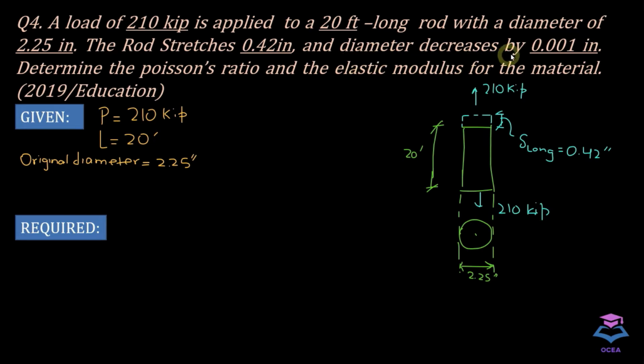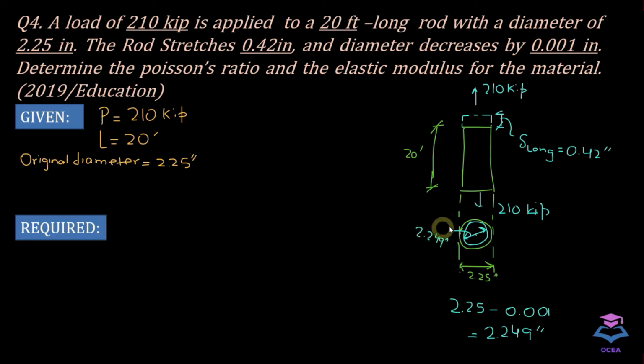And it says that the diameter decreases by 0.001 inch. The diameter is basically decreasing, and by how much? 2.25 minus 0.001, and the new diameter becomes 2.249 inches. So this is equal to 2.249 inches.